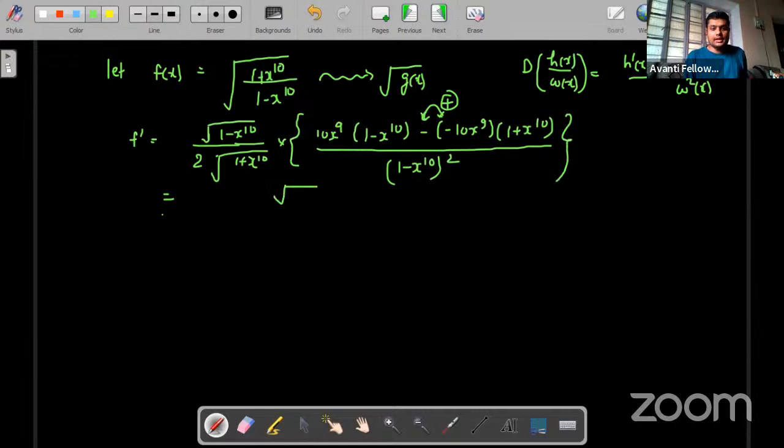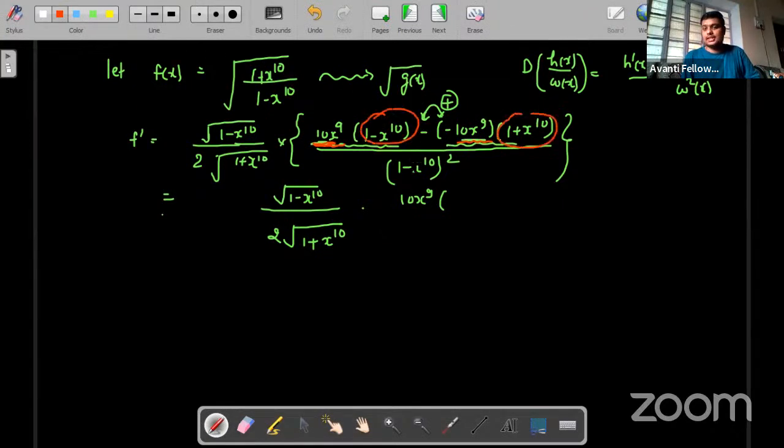Now, what I'll do, I'll first of all write it as it is. So (1 minus x to the power 10) upon 2 times root over (1 plus x to the power 10), whole multiply. This will become plus. Now you can see from this and this term, 10x to the power 9 is common, right or not? So I'll take out 10x to the power 9 common, and in the bracket part, plus sign between them. So 1 minus x to the power 10 plus 1 plus x to the power 10.